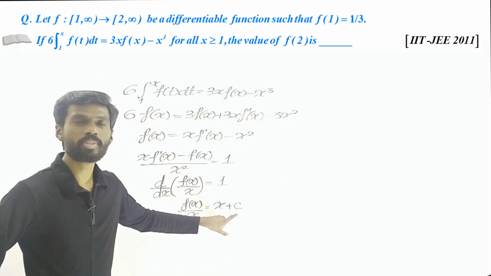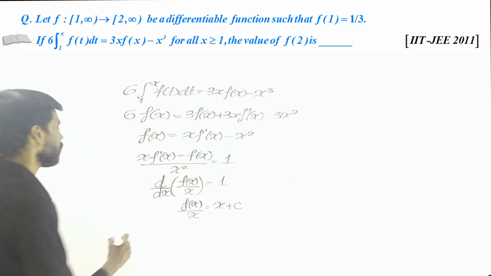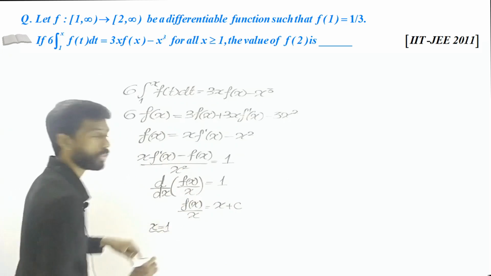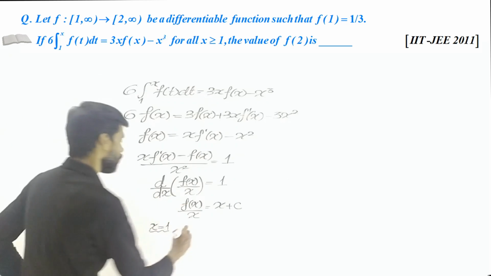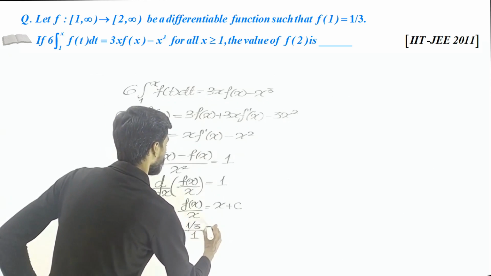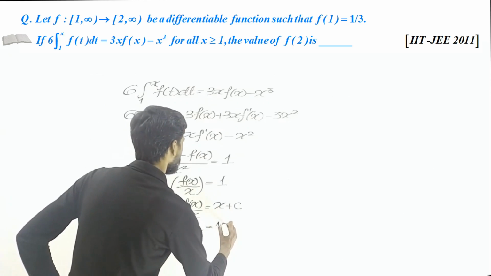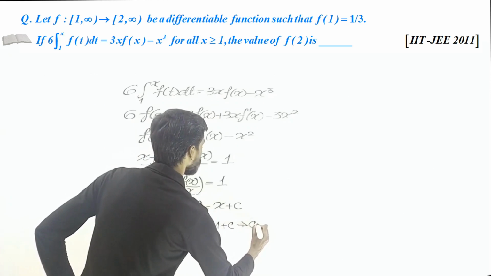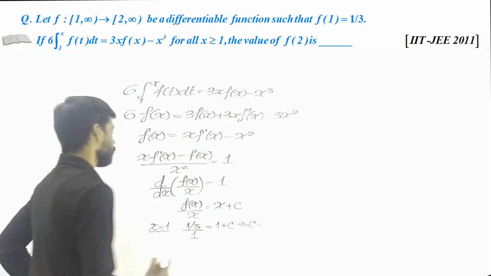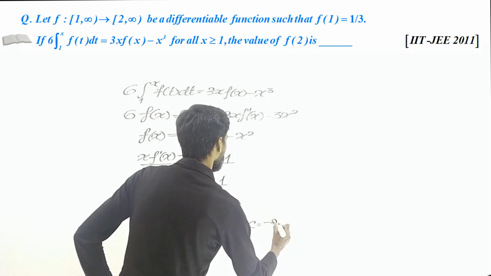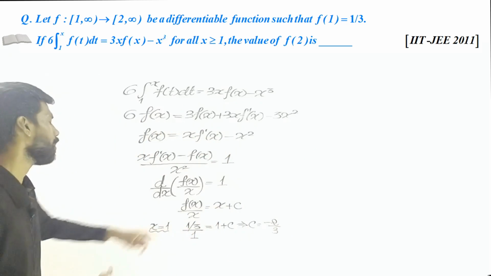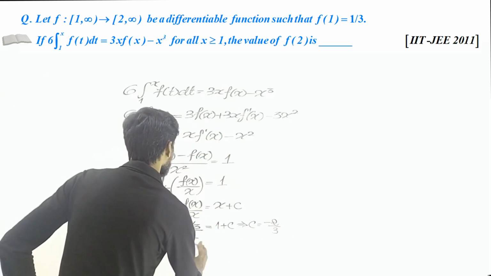Okay, so done. Now let us find the value of c. To find the value of c, simply use the value given. It is given that f of 1 is 1 by 3. So you substitute x equal to 1. If we substitute x equal to 1, we will get 1 by 3 divided by 1, which equals 1 plus c, so that gives you the value of c. So that is 1 by 3 minus 1, which is minus 2 by 3. So substituting that value here, we will get f of x.